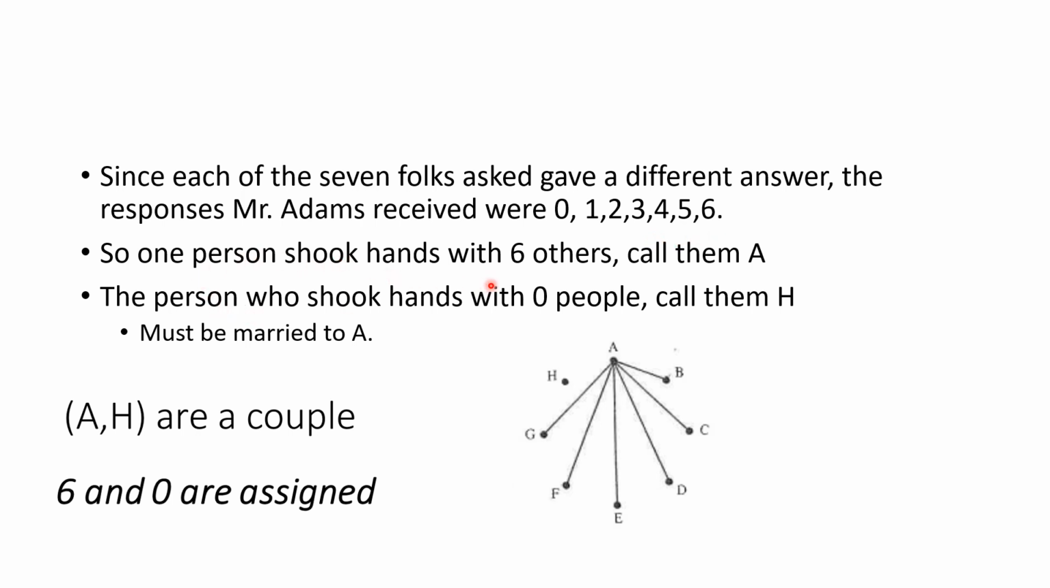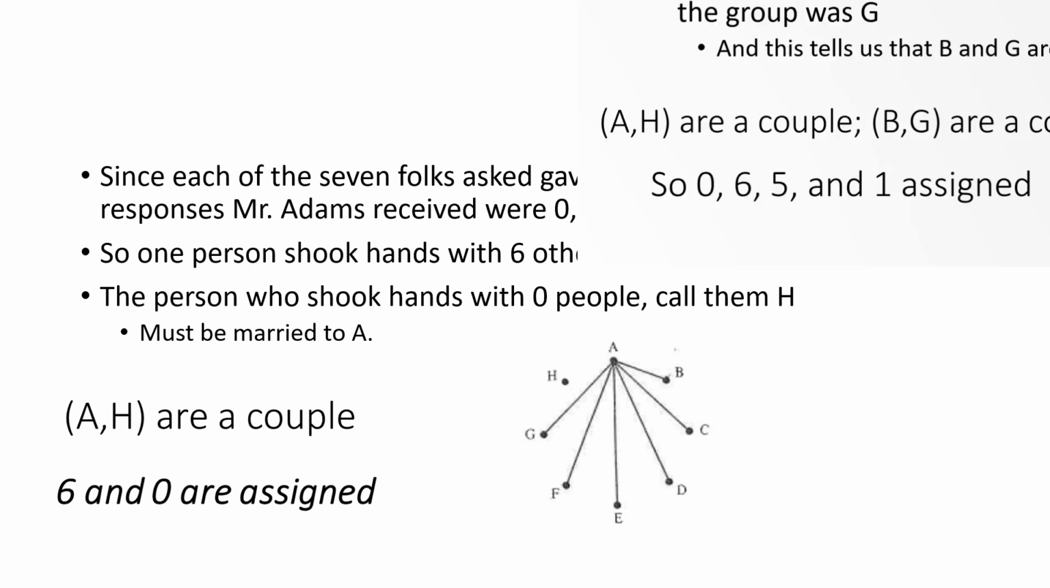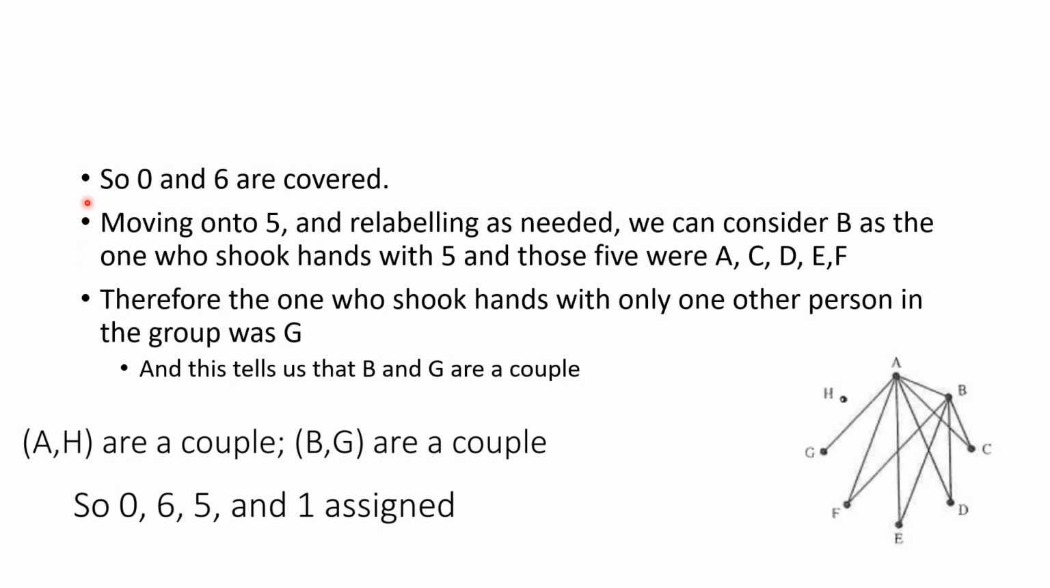So one person shook hands with 6 other people, and let's just call them A. So A shook hands with 6 other people. The person who shook hands with 0 people is called H, and you can conclude that H must be married to A. So A and H are a couple, and we've already assigned 6 and 0. So 6 and 0 are covered.